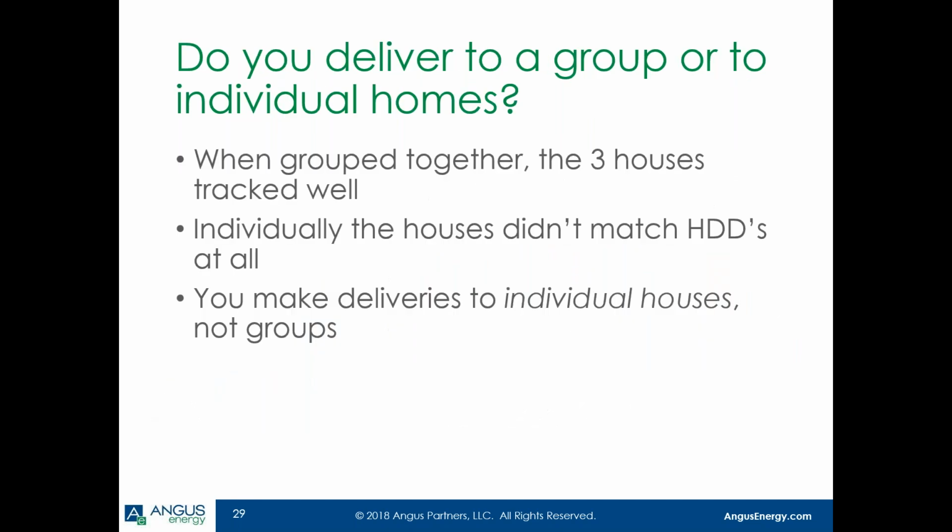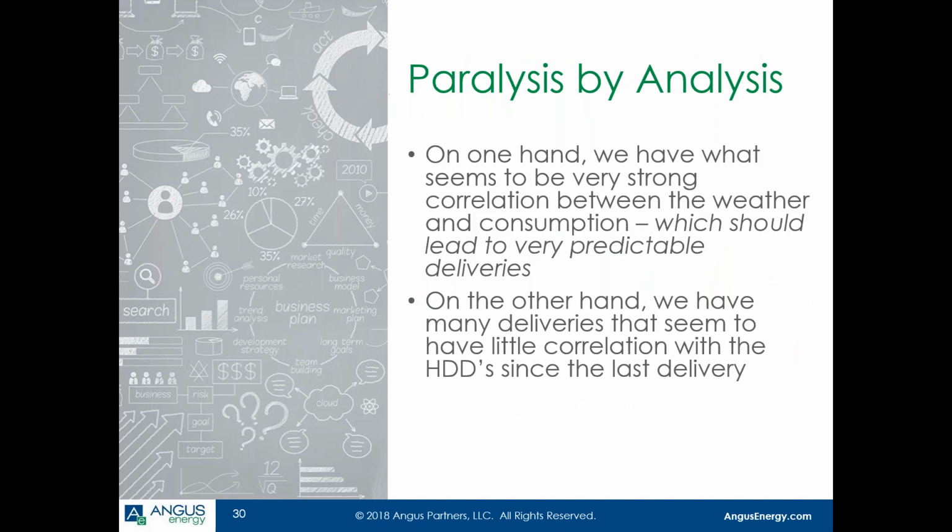So when grouped together, the 3 houses tracked well. Individually, the houses didn't match. You make deliveries to individual houses, not to groups. That's what the issue is.